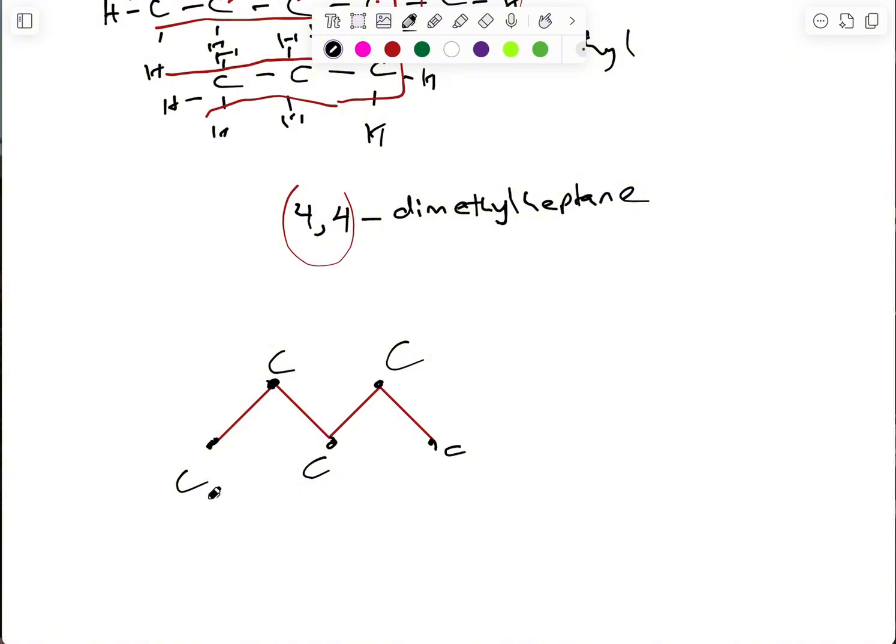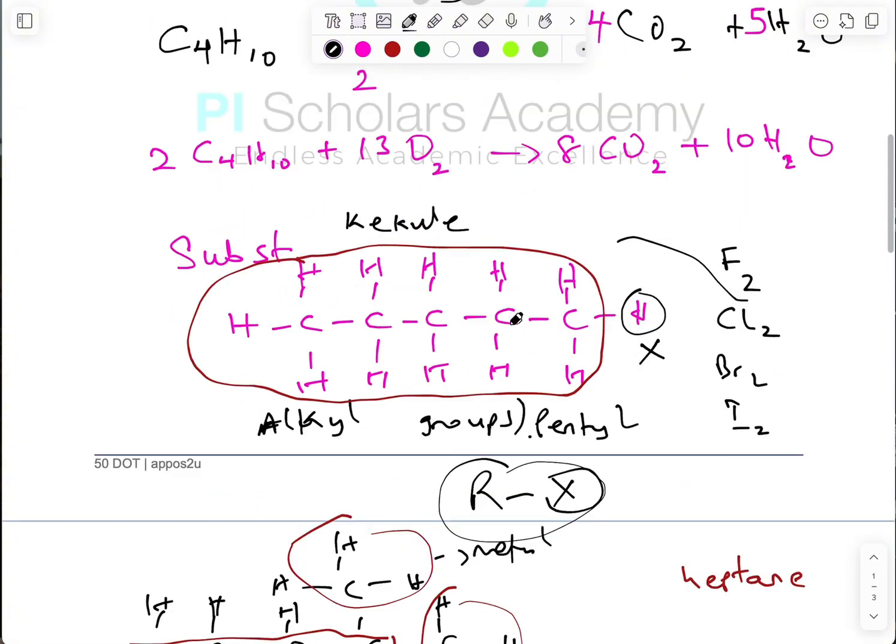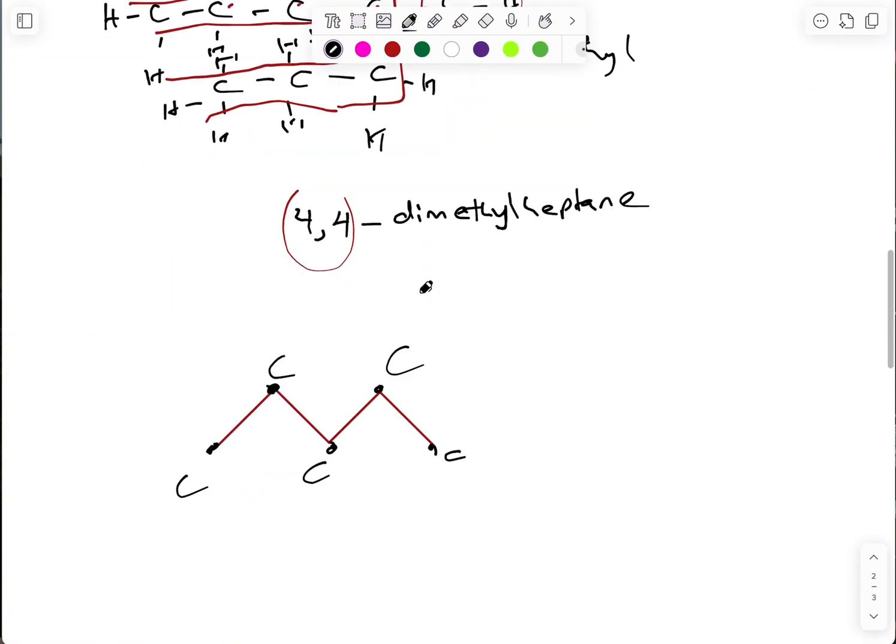So in this case, how many carbons do we have here? 1, 2, 3, 4, 5. This structure is actually your pentane. Yes, this structure is your pentane. So the pentane that I labeled earlier is the same thing here.